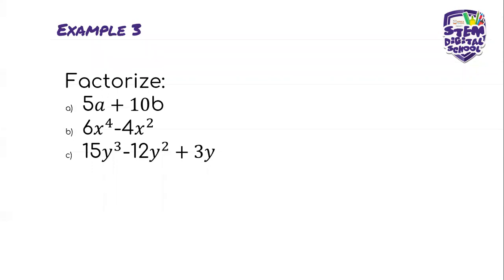Remember, we are factorizing. And your remainder must be in such a way that if you multiply everything once again by 5, you will be able to get back to the original answer. So in other words, 5a plus 10b will be equal to 5 and then open bracket, and then you can have the remainder there. So it will be 5 open bracket and then a plus 2b. So that is what it will be.